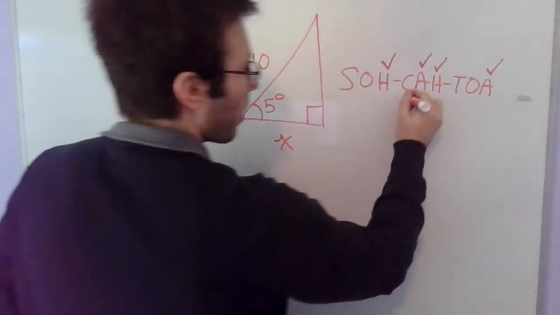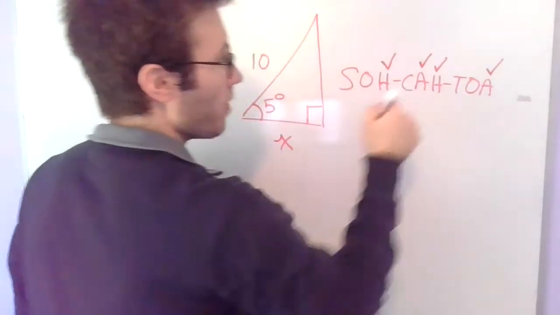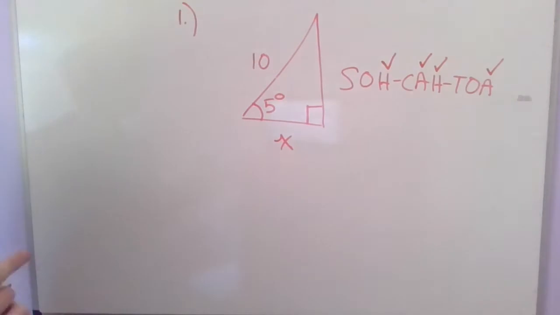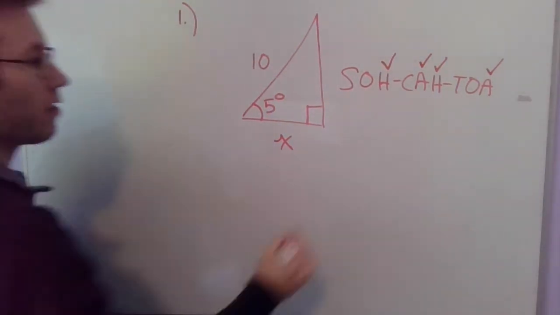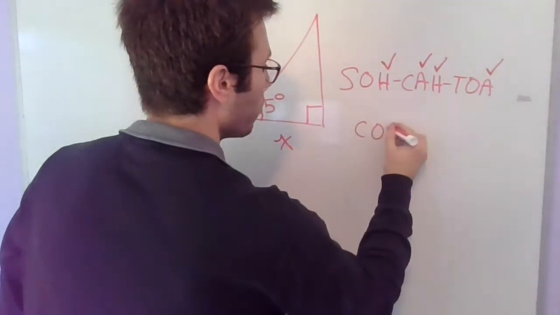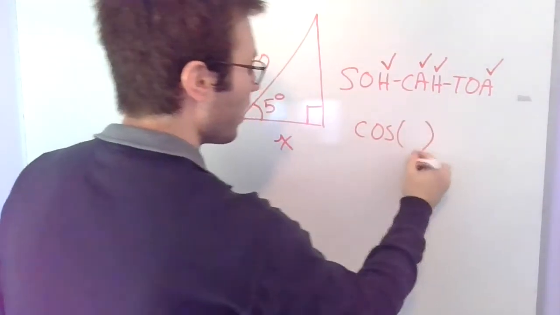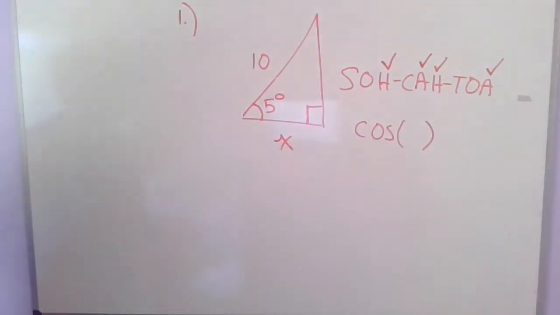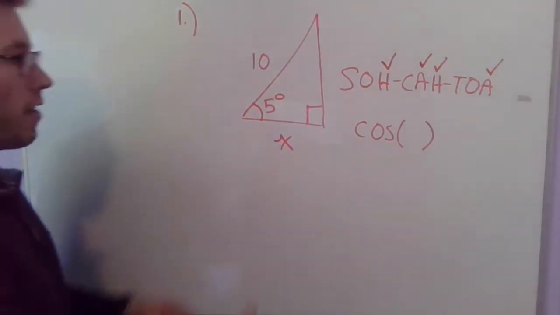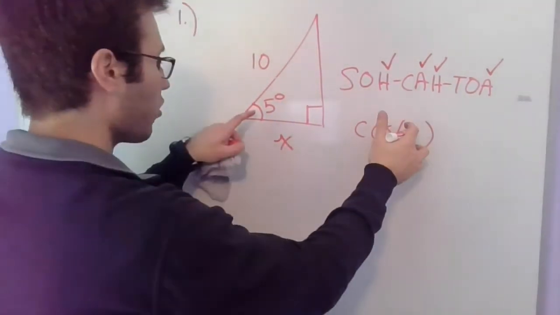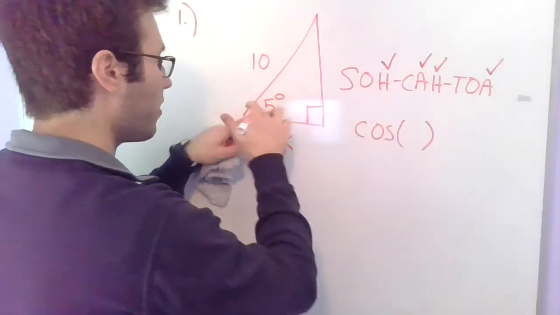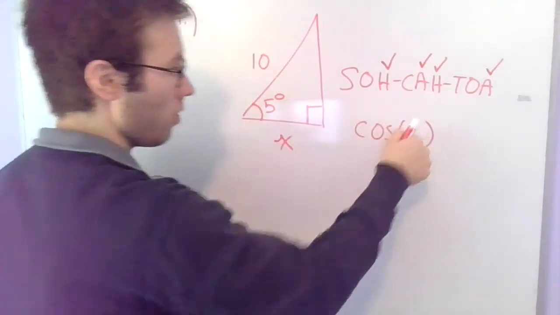Notice I have two check marks right here. So what this means is that I am going to use cosine in this context. I'm going to write cosine, because I have two check marks there and there, of some... what goes on the inside right there? Always, always, always the angle. Whatever is going there, this would be theta, this is the angle. So you put the angle right there.